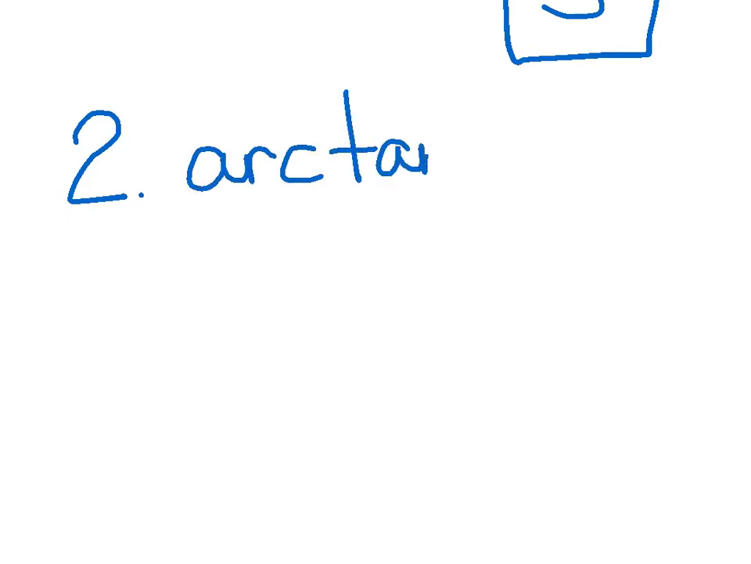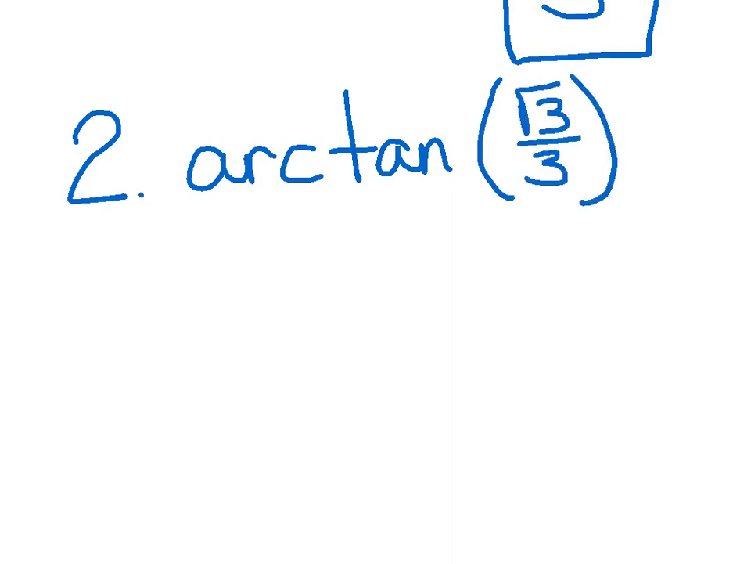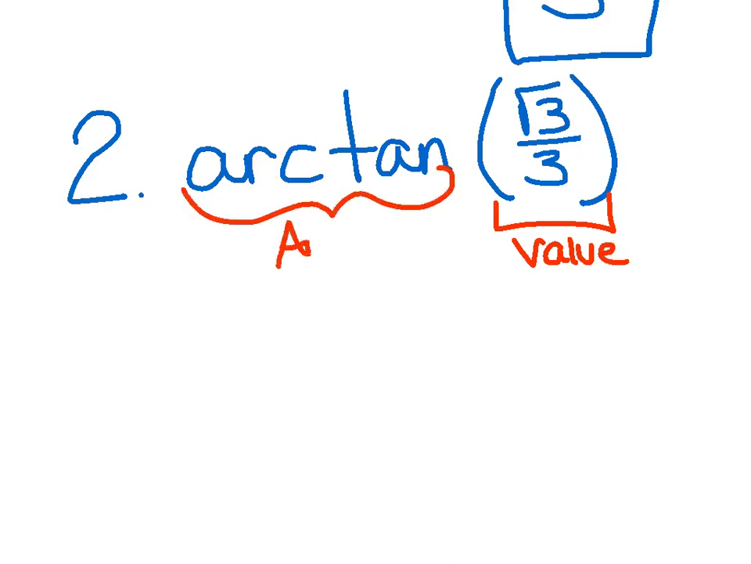Arctan of radical 3 over 3. So again, I just want to talk through what the question's even asking. This is the value. Arc means find the angle. Alright, so let's first give our answer in degrees.